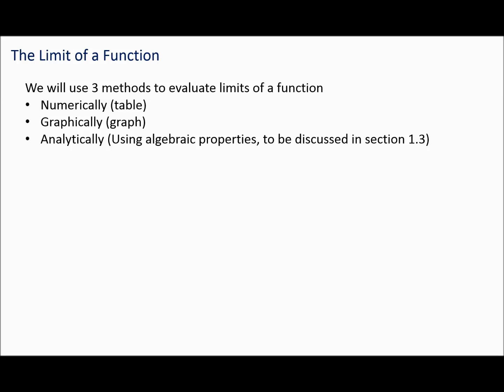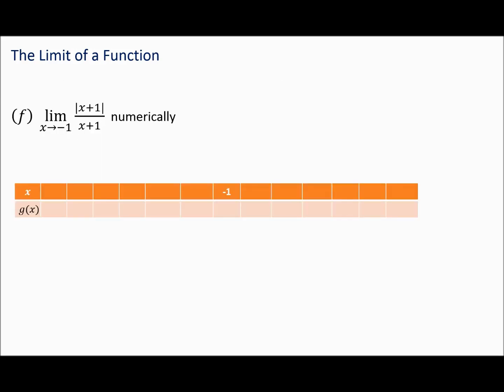So let's move on to another example. So right here, you will notice that absolute values are very common in calculus. They make some very interesting examples. So here's what I want to do. We want to plug in numbers closer and closer to -1. Now remember, this is numerically, which means we're going to just use a table, not a t-table, but a table. You could call it a t-table if you like. And plug in numbers closer and closer to -1.